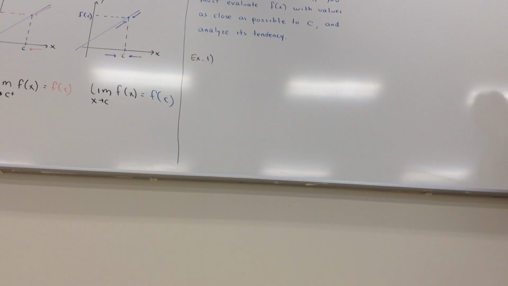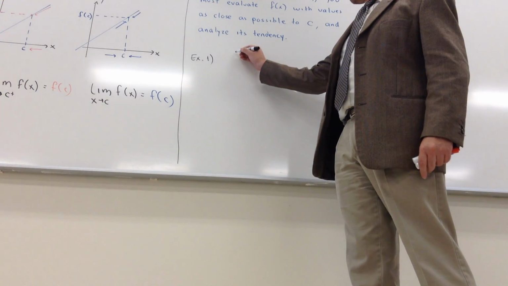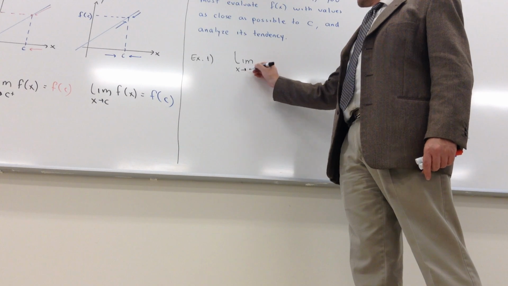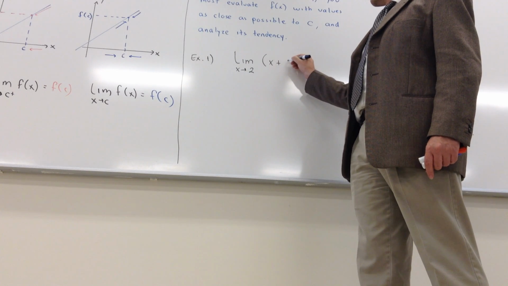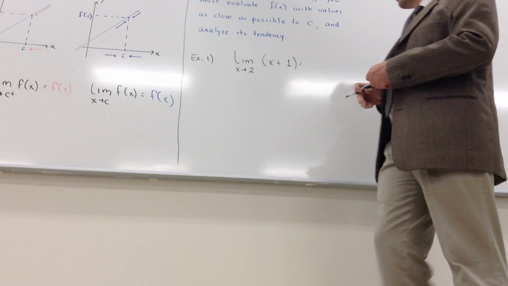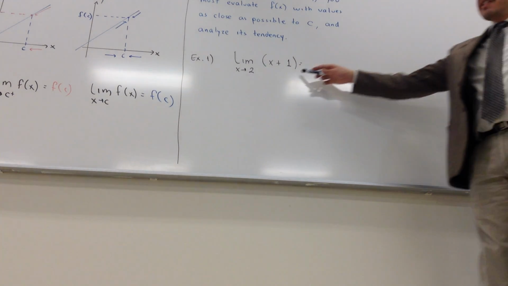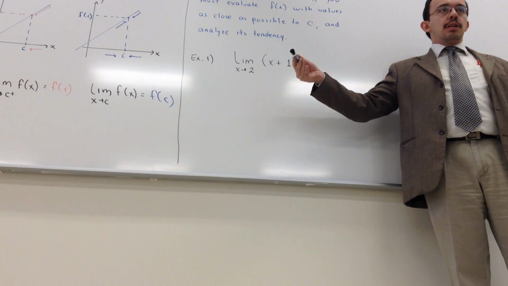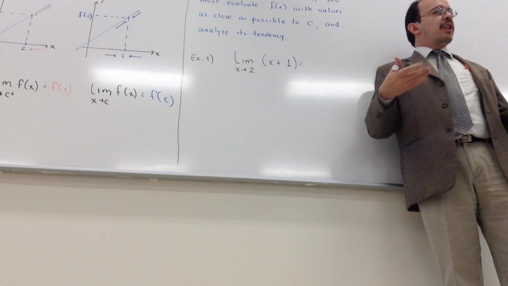Good. Let's continue, please. Example. Let's say that I want to solve this limit. Limit as x approaches 2 of the function x plus 1. I want to solve that limit numerically, without graphing. The function here is already defined. So instead of having just f of x, now I have x plus 1. It's a linear function. So if I want to solve this numerically, what do I need to do?